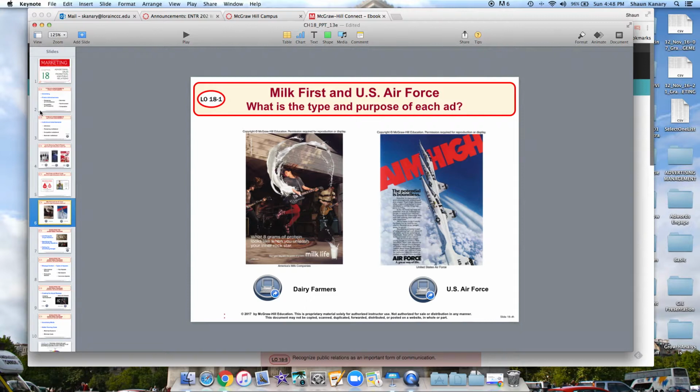So taking a look at these types of ads, we have the milk, dairy farmers ad, and then the U.S. Air Force ad. What are they doing here? What's the type of ad? Is it an institutional or a product ad? Well, dairy farmers ad is very specific to milk, so it is a product ad, whereas the U.S. Air Force is talking about the U.S. Air Force, so that's an institutional type of ad.